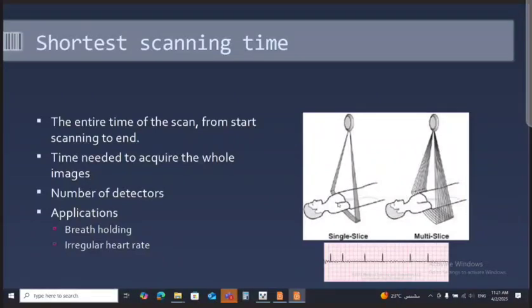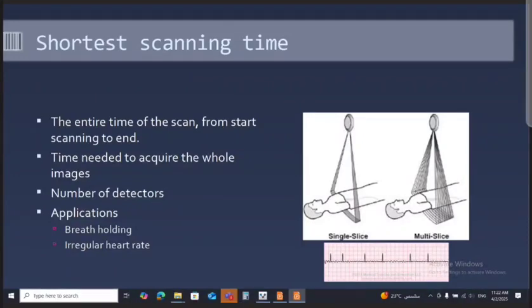We have discussed the spatial resolution. We have to use the best spatial resolution with the least slice thickness. We have to use the best temporal resolution with the fastest tube rotation or dual source CT. The third requirement is the shortest scanning time. We need a short scanning time to allow acquisition of images free of respiratory motion.